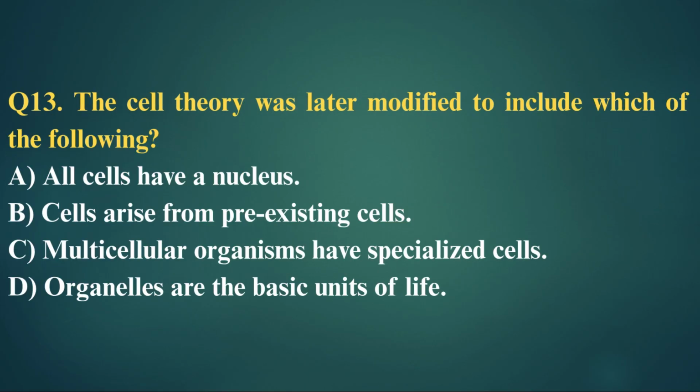Question 13. The cell theory was later modified to include which of the following? A. All cells have a nucleus. B. Cells arise from pre-existing cells. C. Multicellular organisms have specialized cells. D. Organelles are the basic units of life. Answer is option B. Cells arise from pre-existing cells.